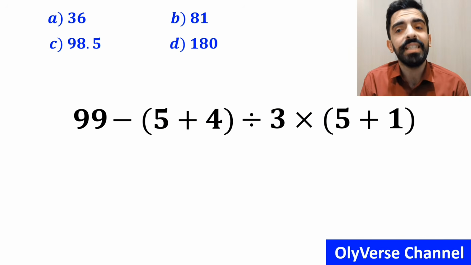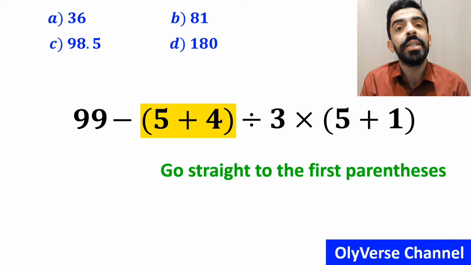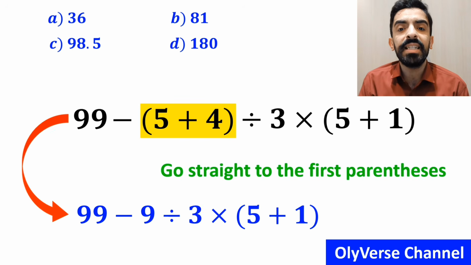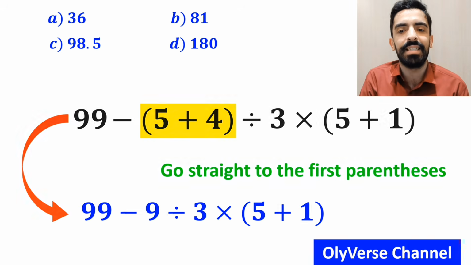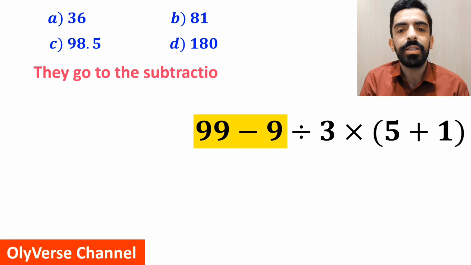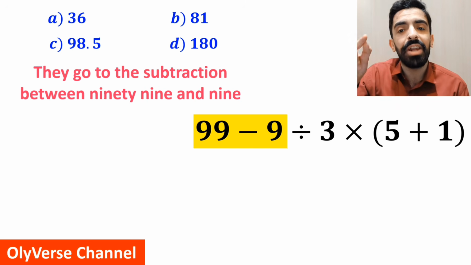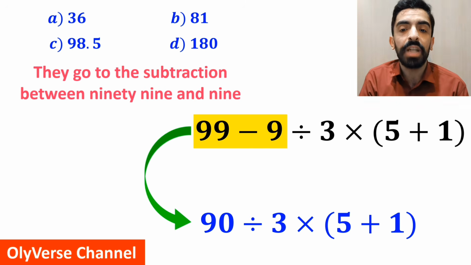Many people, when solving this question, go straight to the first parenthesis and simplify this expression to 99 minus 9 divided by 3 times (5 plus 1). And the next step, they go to the subtraction between 99 and 9 and simplify this expression to 90 divided by 3 times (5 plus 1).